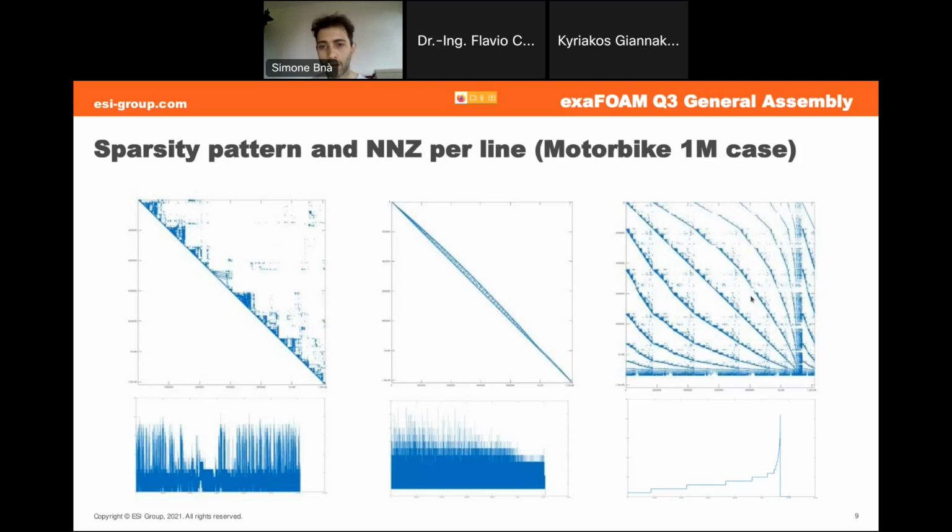If we apply the raw permutation by sorting the lines with respect to the number of non-zero, you see that the bandwidth of the matrix is basically full. You have a bandwidth equal to the number of rows, and the sparsity pattern now is a sort of steps. So here we have, for example, 100,000 lines with 2 values, 3 values, 4 values. Okay, they are sorted.